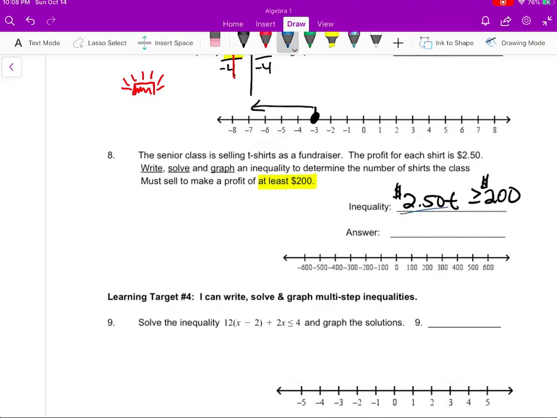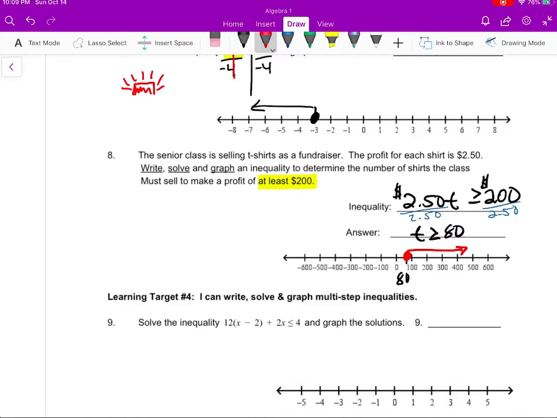Alright, well then I come in and divide both sides by 2.50, and you get an answer: the t-shirts are greater than or equal to 80 t-shirts. So they can buy exactly 80 t-shirts, or they could buy more.